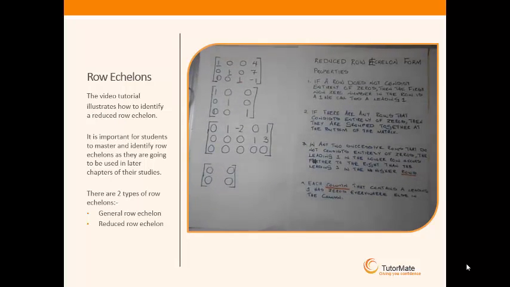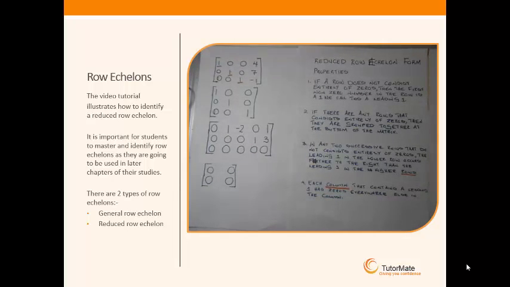Reduced row echelon form properties. The following four properties define whether a matrix is in reduced row echelon form. If a row does not consist entirely of zeros, then the first non-zero number in the row is a 1.